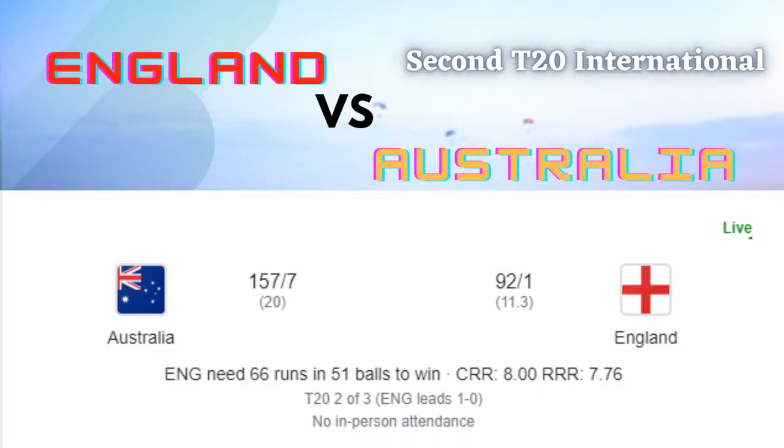Fourth ball, Malan tried to come down the pitch and hit that towards the leg side, but beaten by Agar and it hit him on the pads. Good bowling from Agar. Fifth delivery, played towards deep square leg for a single. Jos Butler is back on strike.